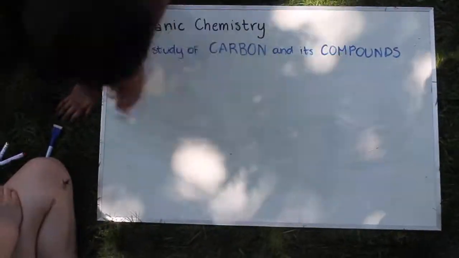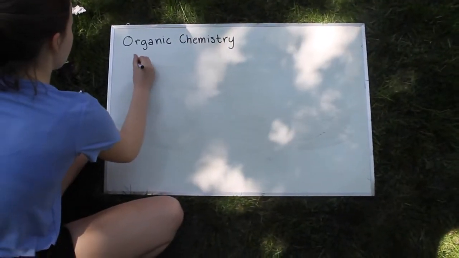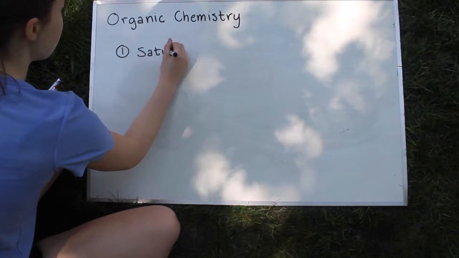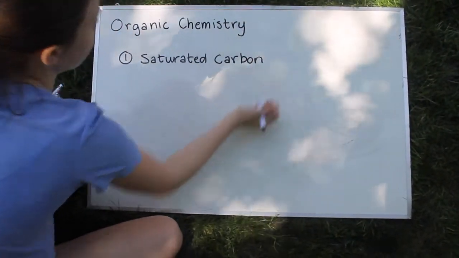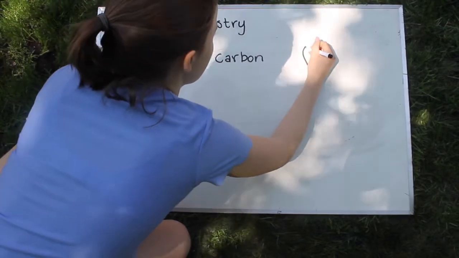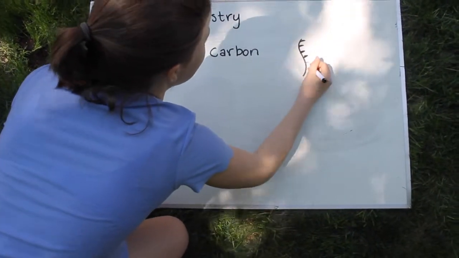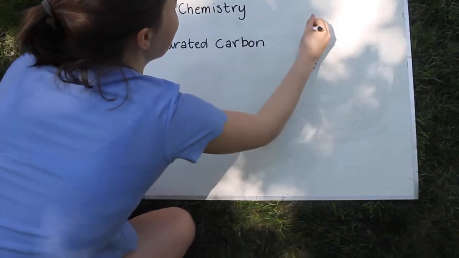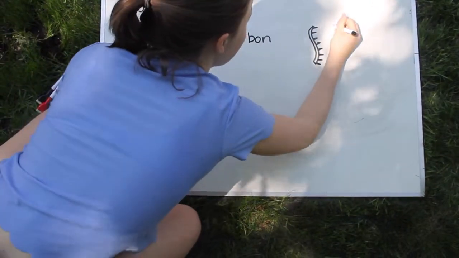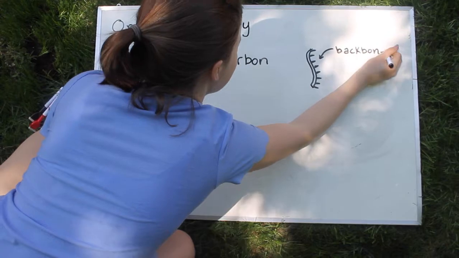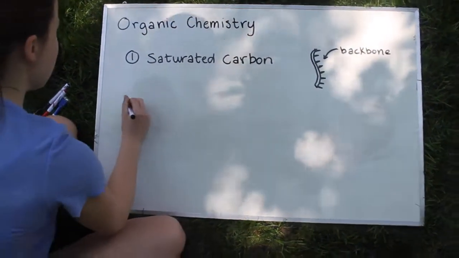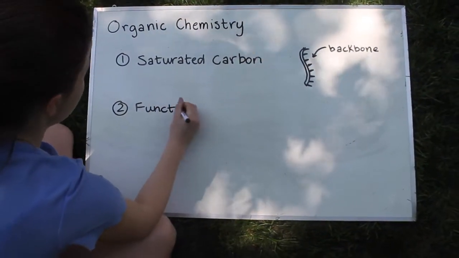Carbon compounds are made up of two parts: a saturated carbon skeleton, which is the backbone of the carbons linked by single bonds attached solely to hydrogen atoms. This part of the compound is typically unreactive, whereas the reactive part, the second component of the organic compound, is called the functional group. We'll talk more about functional groups later on.